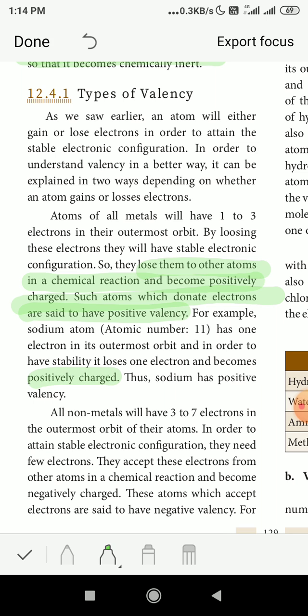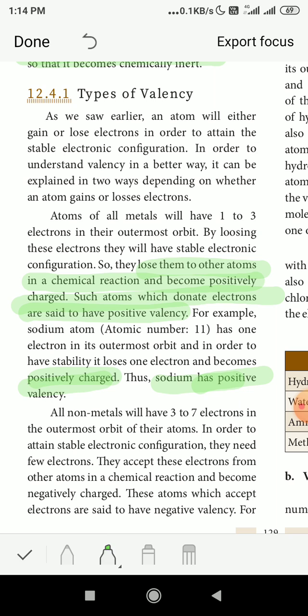Sodium is always positively charged because it has only one electron in its last orbit, and it will donate that electron and become positively charged. Sodium has a positive valency. The atomic number is 11. The one electron in the last orbit will be donated and it will get a positive charge.